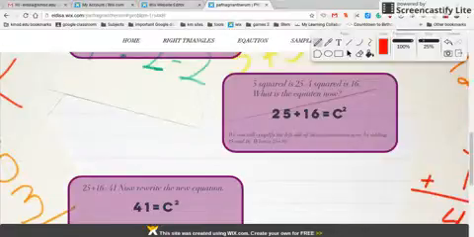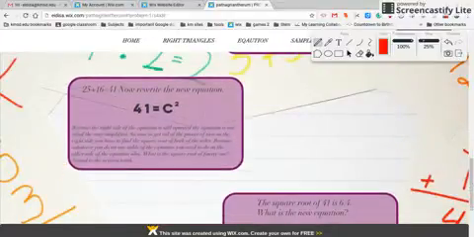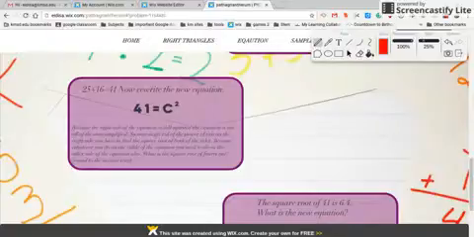So what is the equation now? The equation now is 25 plus 16 equals c squared. So we can still simplify the left side of the equation even further by adding 25 and 16. What is 25 plus 16? 25 plus 16 is 41. Now we can rewrite the equation as 41 equals c squared.